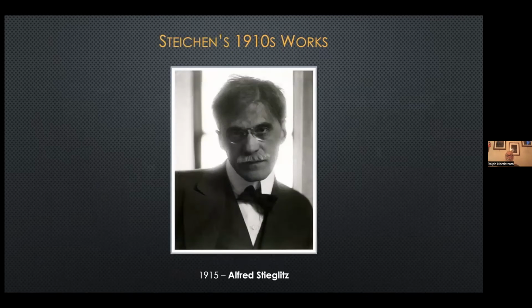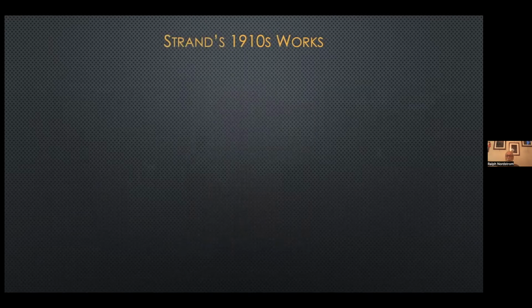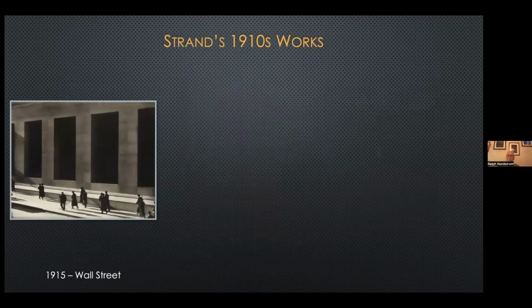Steichen photographed Stieglitz and Strand. The building there is the JP Morgan Bank, which is like this massive, powerful, indestructible thing. And here at the end of the day, you've got workers walking by in front of it. The contrast is between the workers and the bank behind them.